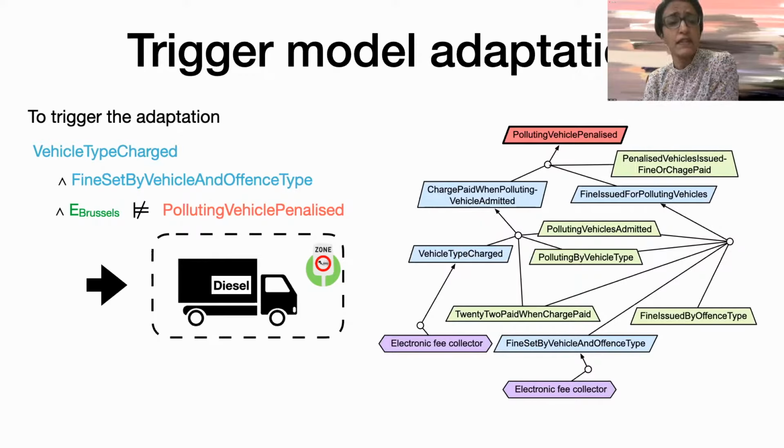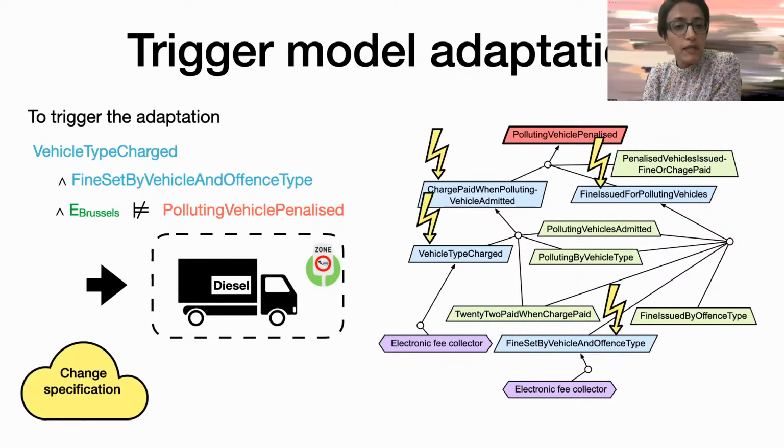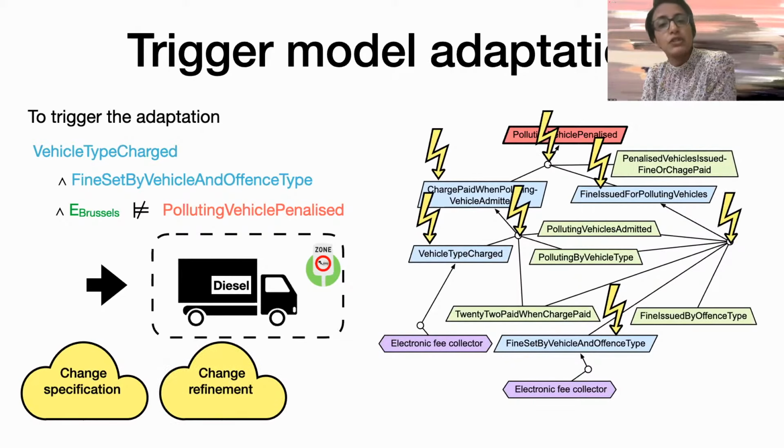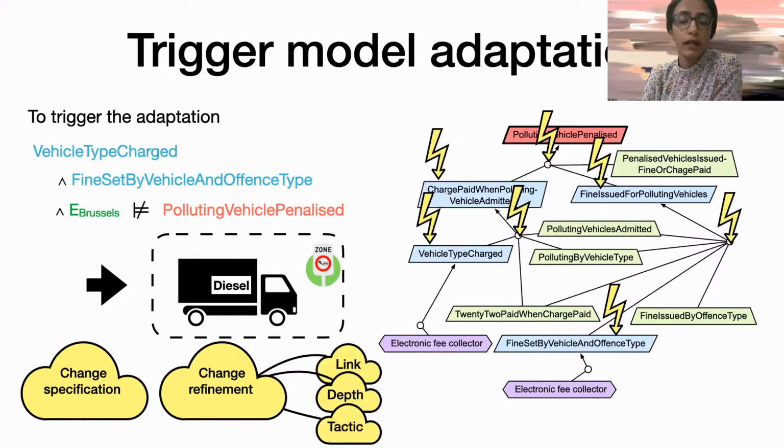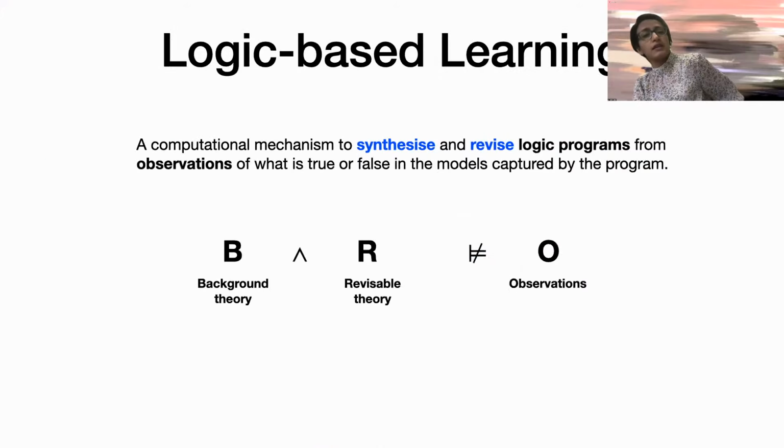This tells us that there's a problem in the model, but where it is exactly and how to resolve it? Do we rewrite the goal specifications, or do we change the refinement relations? And if so, how do we do that? In what way do we change the refinement links? Do we change the depth of the tree? Do we change the tactics of the refinements? So what we use in RESPIRE to answer these questions automatically is a process of logic-based learning.